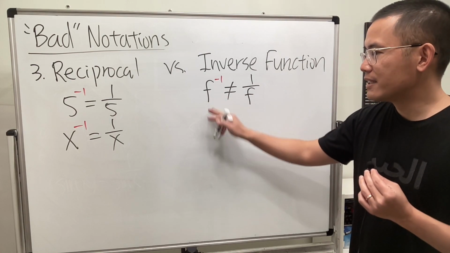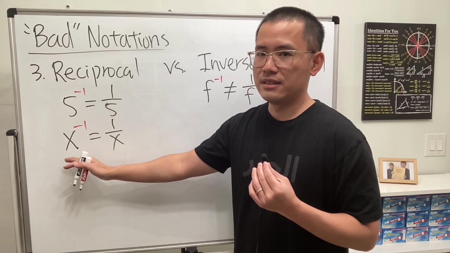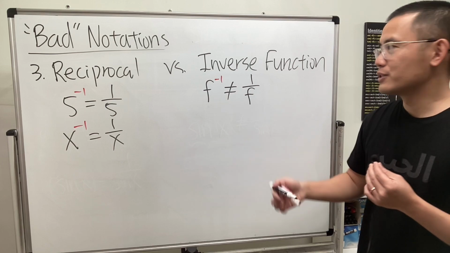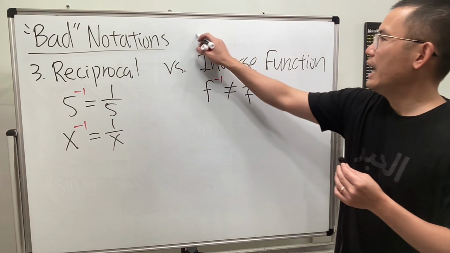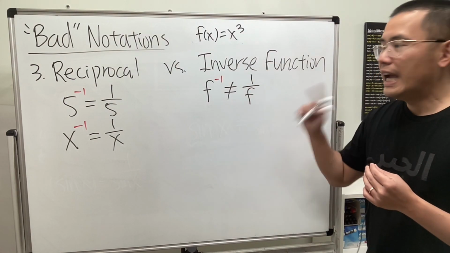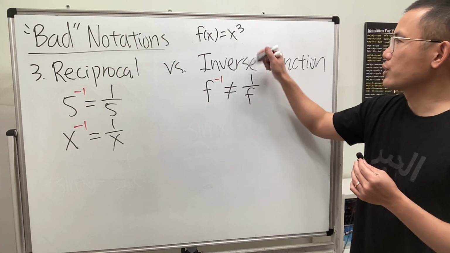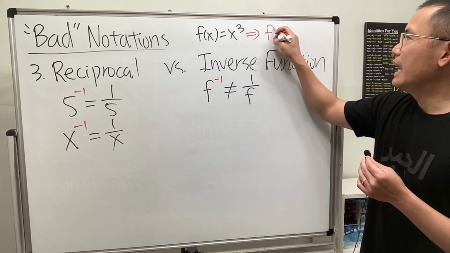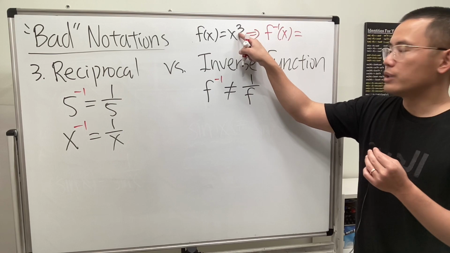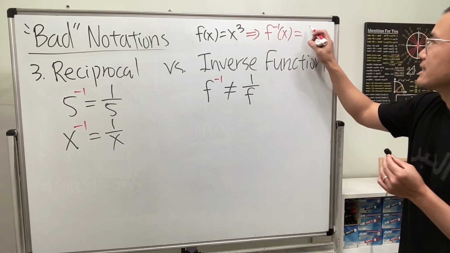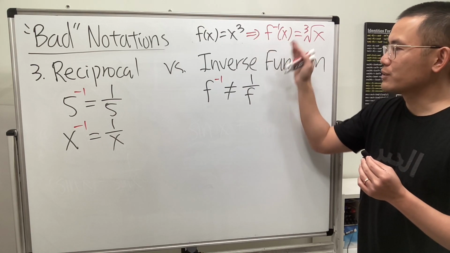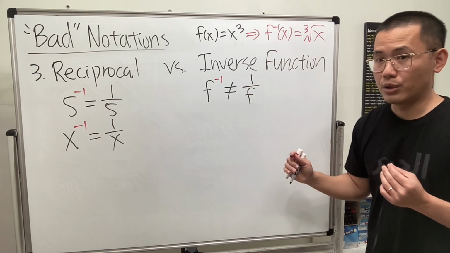I know f is a letter, very similar to just like x is a letter, but when we say f, we are usually trying to say a function, just like we're saying f of x is equal to x cubed. It's a function. And in fact, if f of x is equal to x cubed, then for the f inverse, you have to think about what operation can help you get rid of the cube. In fact, that's the cube root of x. So as you can see, when we have inverse functions, it's not simply doing the reciprocal.